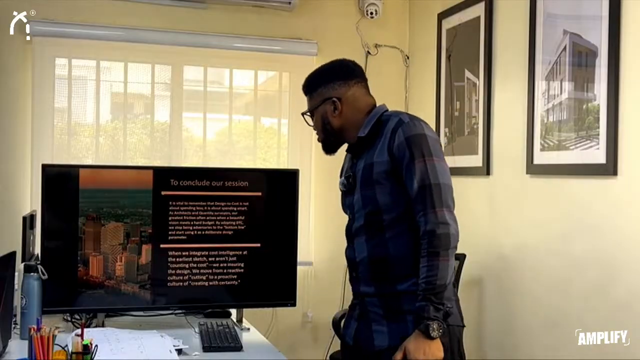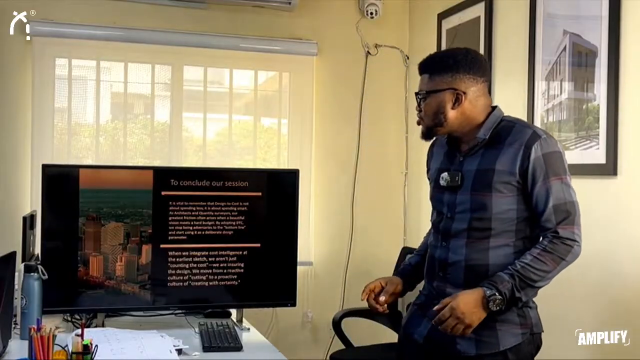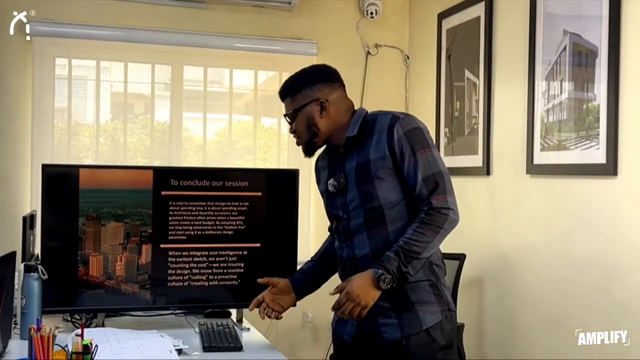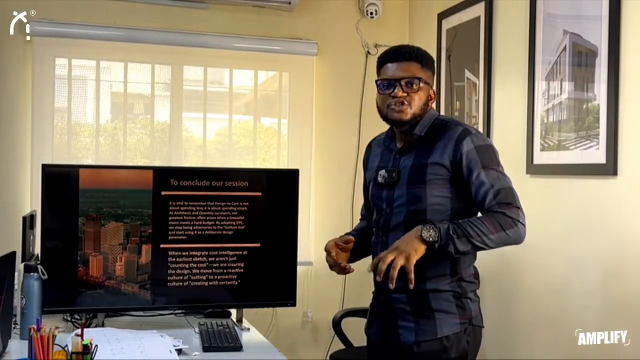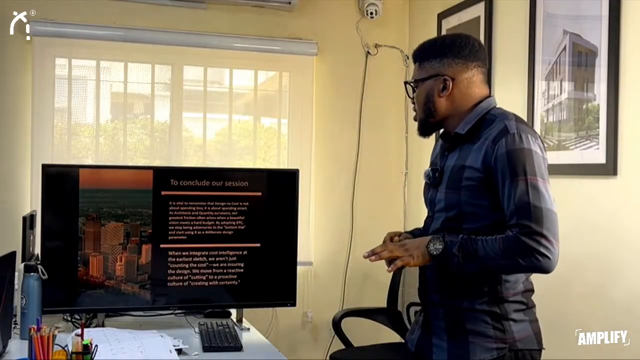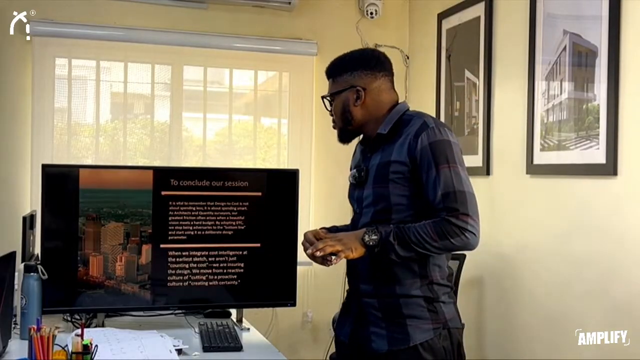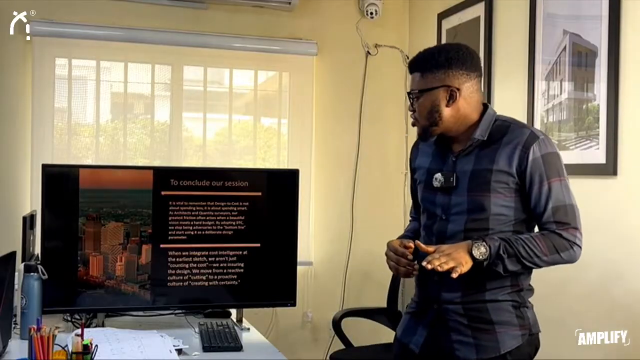When we integrate cost intelligence at the earlier stage of sketch, we aren't just counting the costs, we are ensuring the design. You know, when you insure a particular building, whatever happens is being covered by the insurance company. So this is like an insurance to the design to make sure that whatever happens, your design stands. We move from a reactive culture of cutting to a proactive culture of creating with certainty.